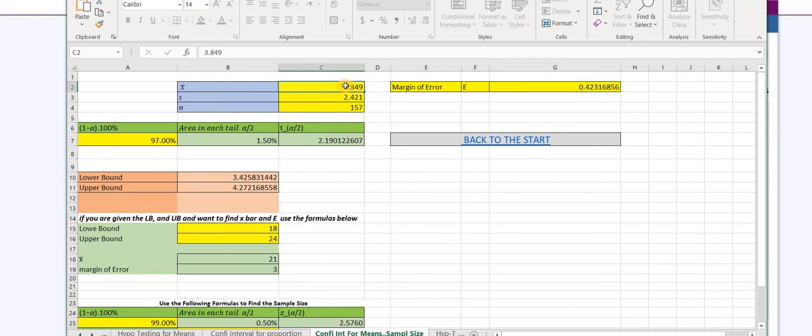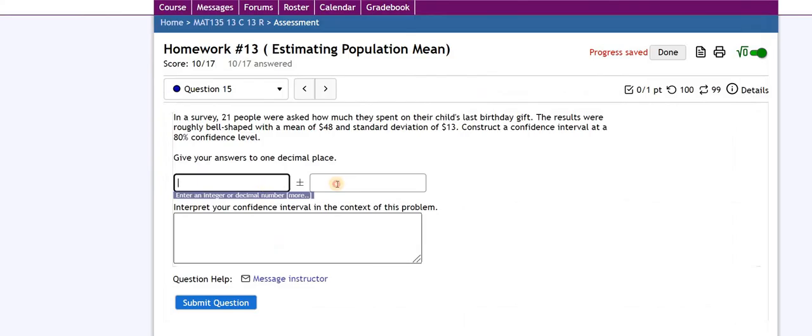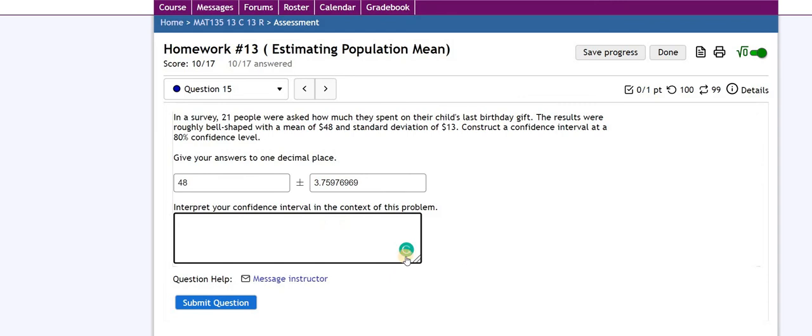We know X bar is 48, S is 13, N is 21, the level of confidence is 80%. So I'm just going to copy the margin of error. That's what I need there. The margin of error goes in the next box, and the first box is going to have the mean. The mean is 48. Now the interpretation, let me just submit this part.